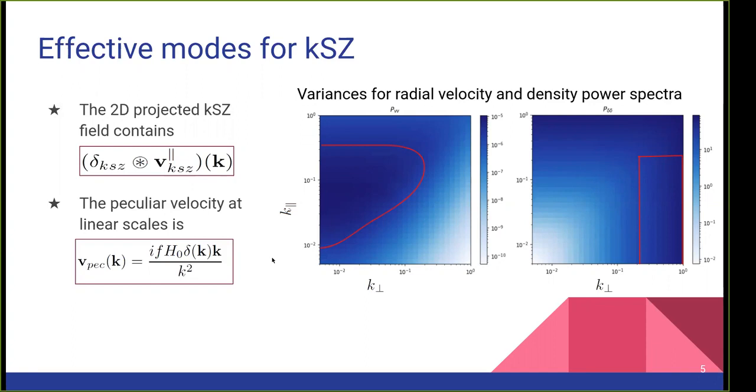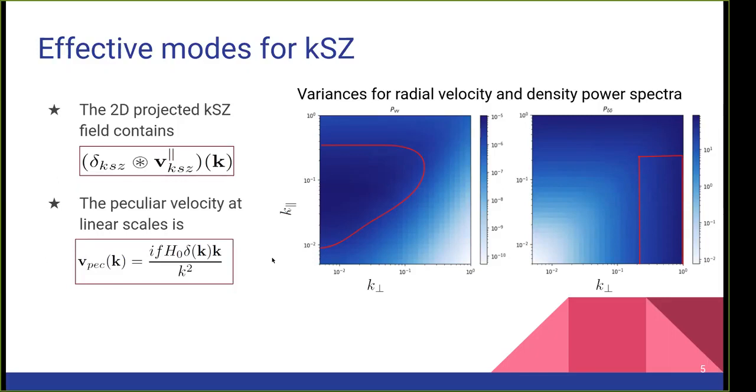And on the right, you have the density power spectrum. So you can see that both fields dominate in the same radial scales and different angular scales. So the velocity field, as I said, is a large scale field, which you can see from this diagram because it dominates at small angular scales.